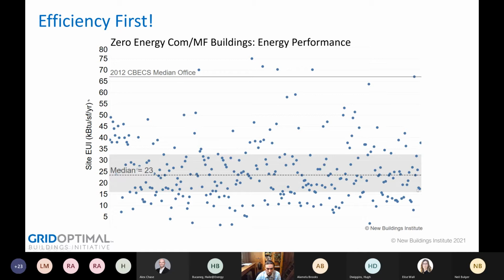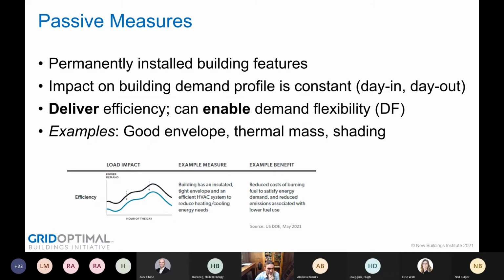As compared to a median office in 2012 CBECS, which is about 2009 to 2010 or so, of 70, 65, 67, I think it was, much higher. And in California, the code is quite a bit tighter, so the median typical comparison performance is much lower EUI, much more efficient, but still the ZE buildings come in quite a bit better. And that same paradigm applies for grid interactivity.